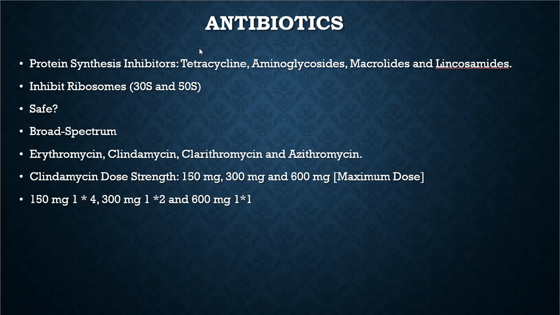Now, erythromycin, clindamycin, clarithromycin, or azithromycin. Clindamycin is known to be good in cases of patients who have an allergy to penicillin. It can be given 150 milligrams, 300 milligrams, 600 milligrams. The maximum dose is 600 milligrams. So 150 up to 4 times daily, 300 twice daily, 600 once daily.